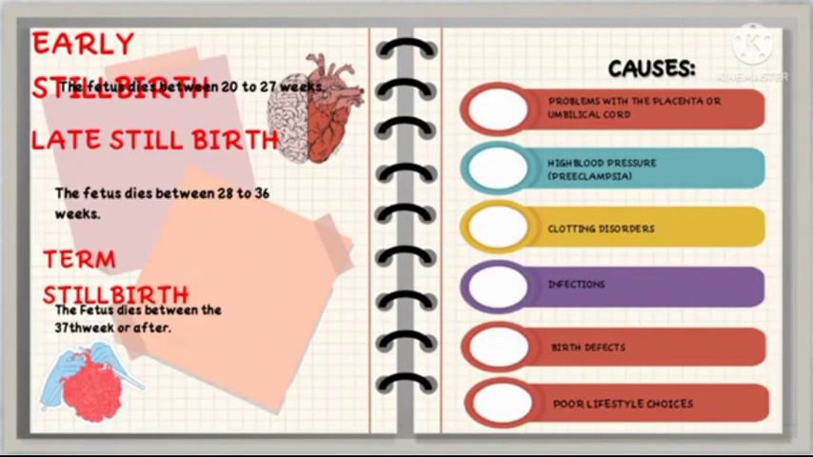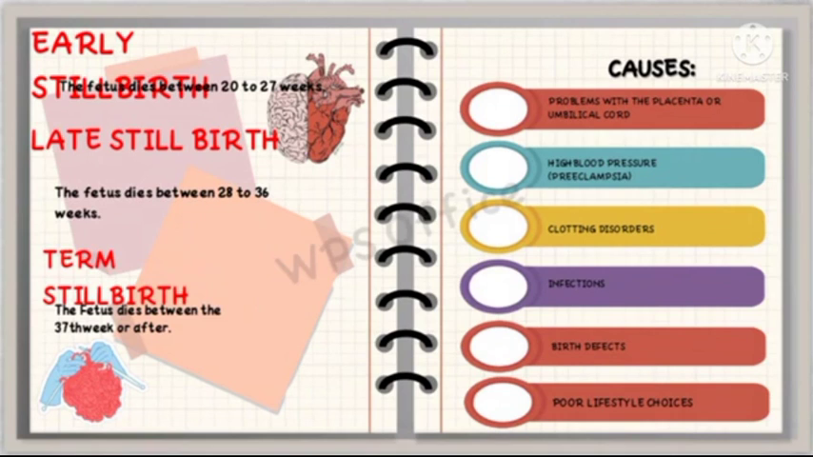So there are three classifications of stillbirth. First is the early stillbirth, in which the fetus dies between 20 and 27 weeks. Next is the late stillbirth. The fetus dies between 28 and 36 weeks. And the last is the term stillbirth. The fetus dies at the 37th week or after.